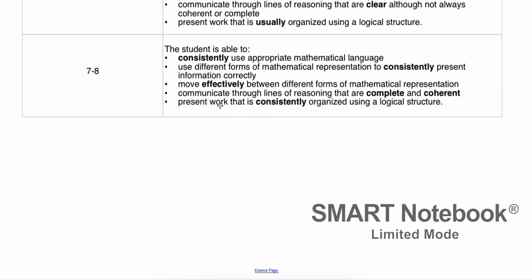The last strand is to present work that is consistently organized using a logical structure. So for instance, when you start explanation, sometimes you might need an introduction. If it is a bit longer kind of project, then you will need an introduction: what are you going to do in the task and so on. And afterwards, all the explanation, mathematical work, your diagram, graphs, and so on. And in the end, you might need to write a short conclusion. So this is called organizing your work in a logical structure. So pay attention to all this when you are writing communication tasks.